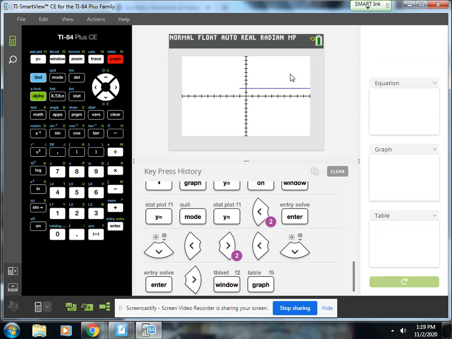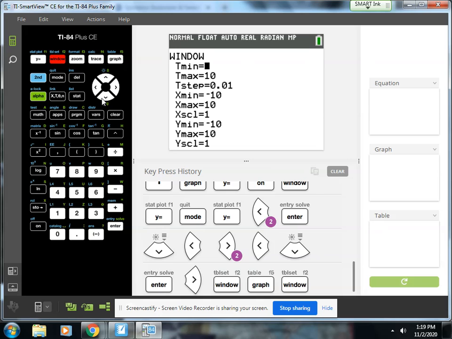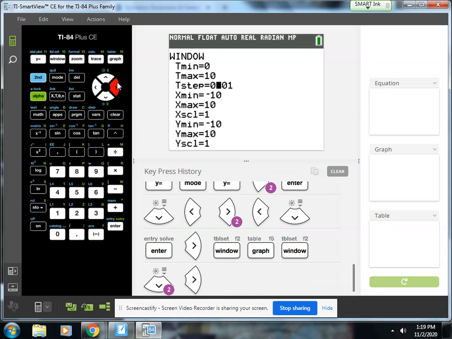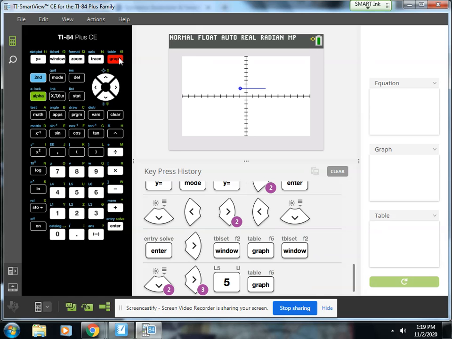If you ever need to stop a graph before it gets to where it stops working, like I just did there, you can always press the on key. The on is the graph break key, so it'll stop your graph instantly where it is. So now if I go back to window and change this to 0.05, you can see if we do the graph, it is going to go a lot faster than what it did before. So that's one of the reasons why I slowed it down to 0.01.